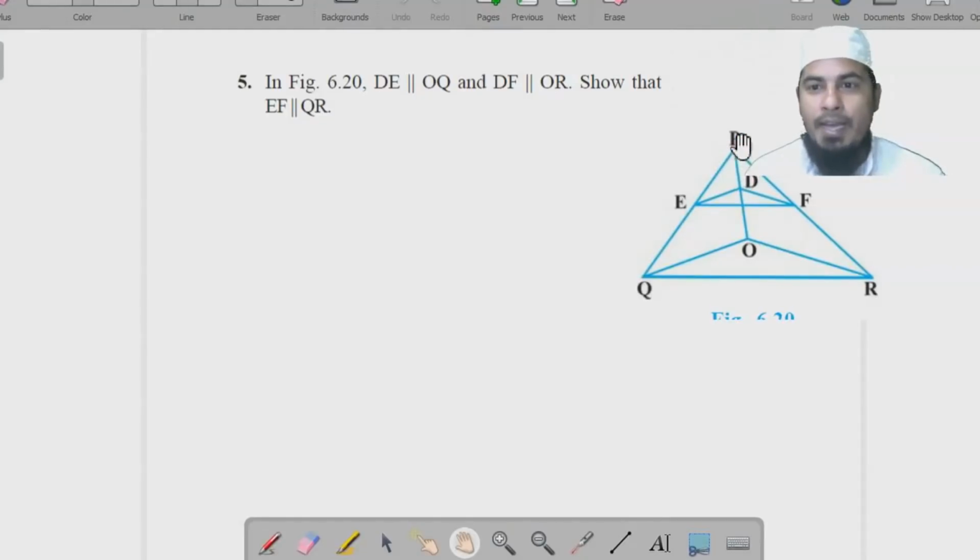If we apply in this triangle POQ, PE by EQ is equal to PD by DO. Similarly, in triangle POR, PD by DO is equal to PF by FR. In these two equations, the ratios are equal to PD by DO. It means that PE by EQ is equal to PF by FR. In triangle PQR, these ratios are equal. It applies by converse of basic proportionality theorem. EF is parallel to QR. What we said, let us write that.